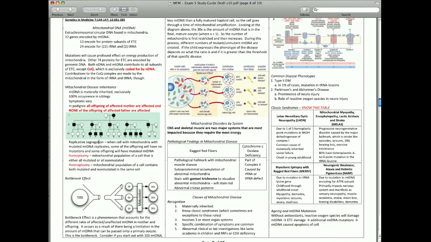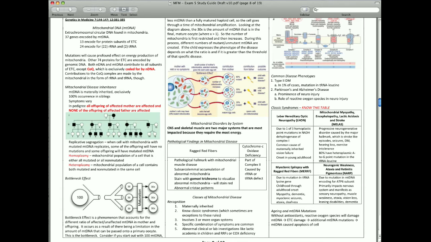Replicative segregation I kind of saved because it deals with the bottleneck effect. And what this says is whenever you have a cell with mutated mitochondrial DNA and it replicates, some of the offspring will have mutated mitochondrial DNA and some will not have mutated mitochondrial DNA. And that's because of the bottleneck effect. There's only a certain amount of mitochondrial DNA that's passed on to each progeny cell. And so, like here you have 100, only 30 is passed on to each progeny cell, whenever they mature to get back to 100, they're going to duplicate the mitochondria that they've been given.